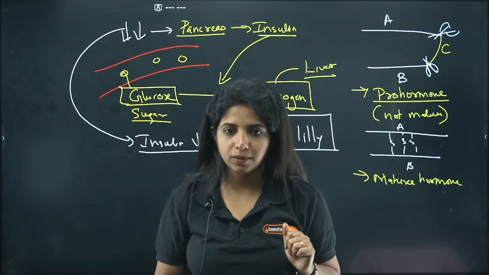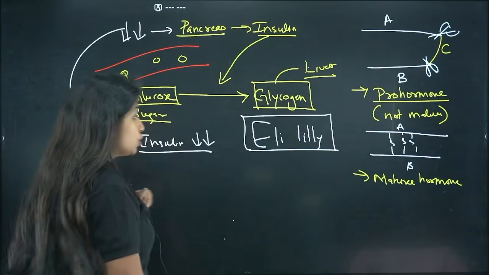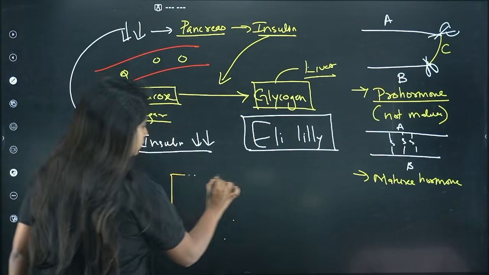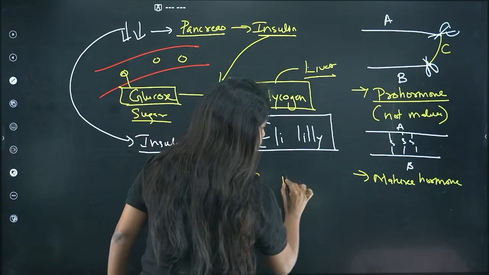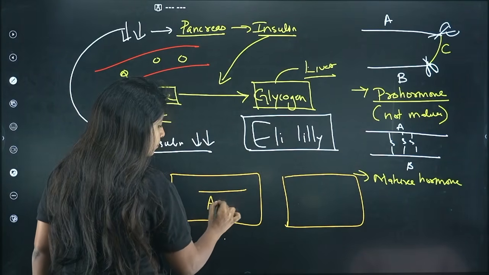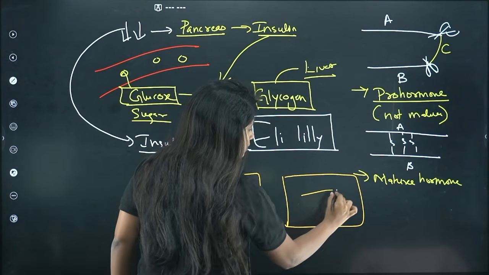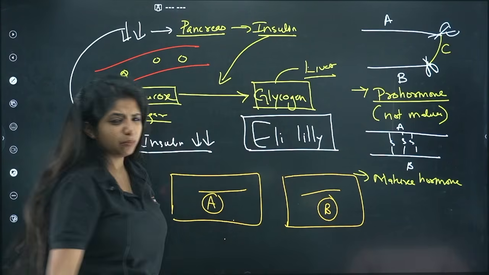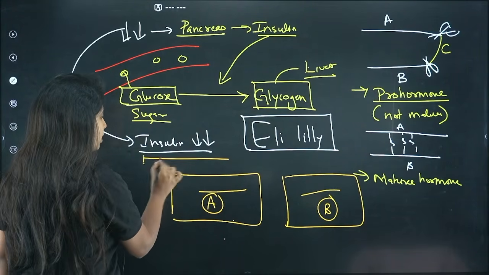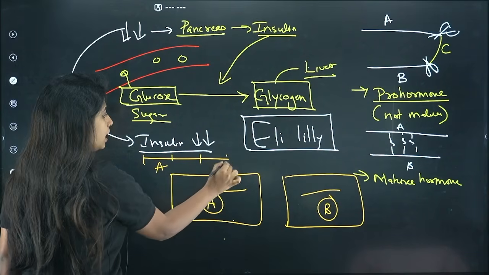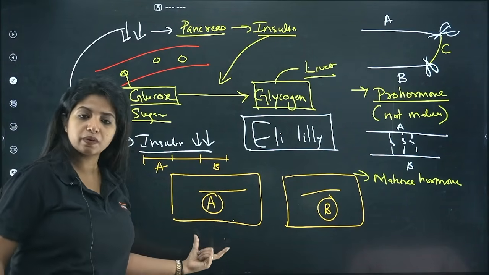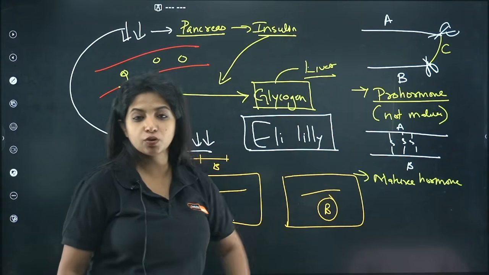That was a very big problem. So to tackle that, Eli Lilly came up with an idea. Why not produce only A chain over here and B chain over here? But how can I do that? So the gene which is coding for insulin, why not take the gene that is coding for A and the gene that is coding for B and put it in two organisms out there? So here A chain is going to be produced, here B chain is going to be produced.